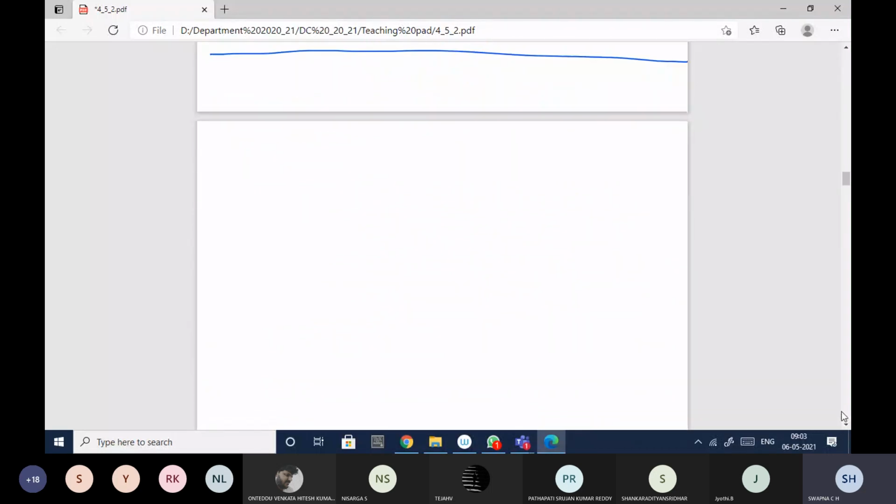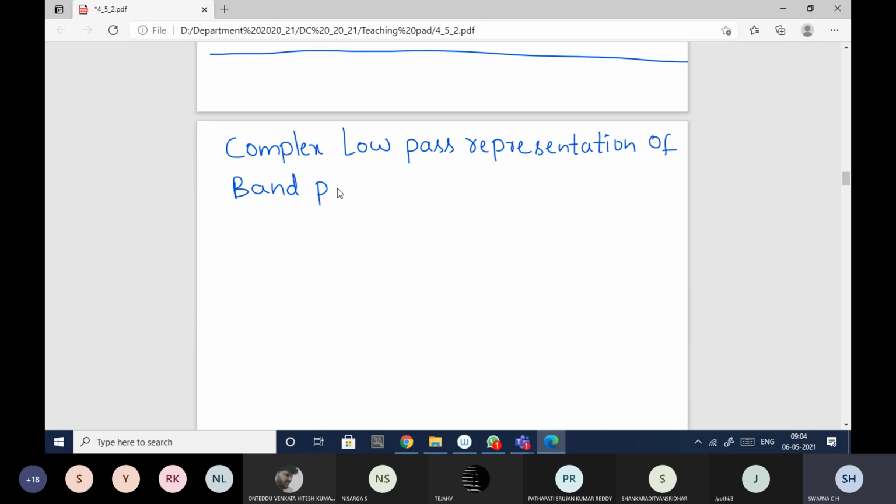Now we'll go to the next topic, complex low pass representation. This is the subheading which I've already written: complex low pass representation of bandpass systems. We have seen how to write it for signals. Now we'll see it for the systems, bandpass systems.